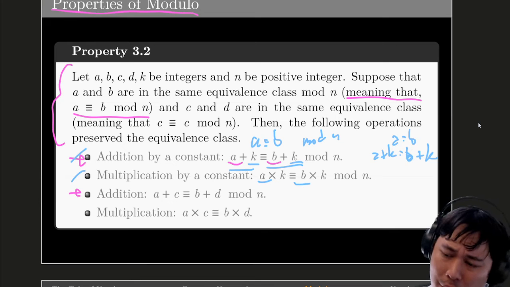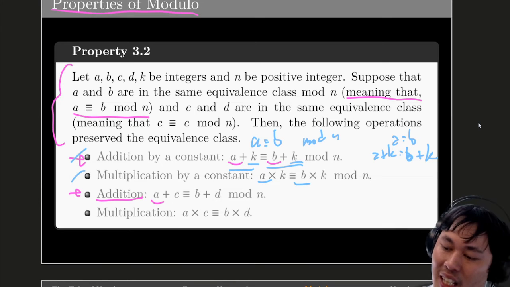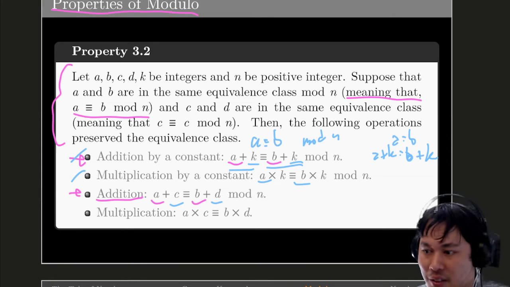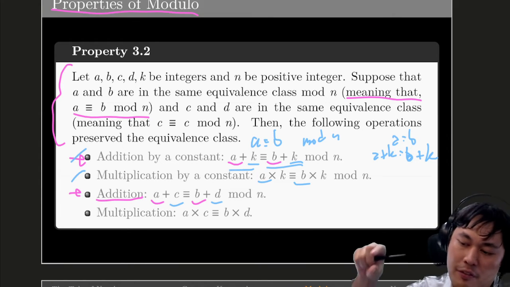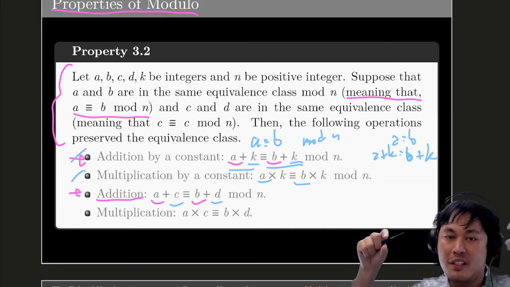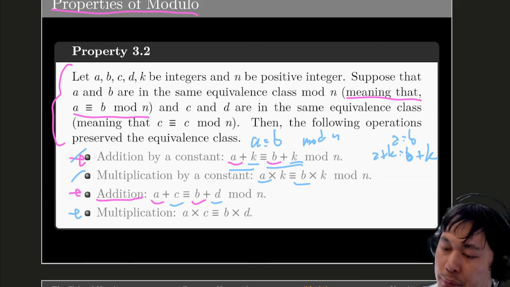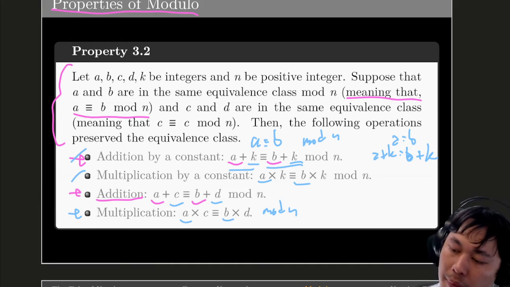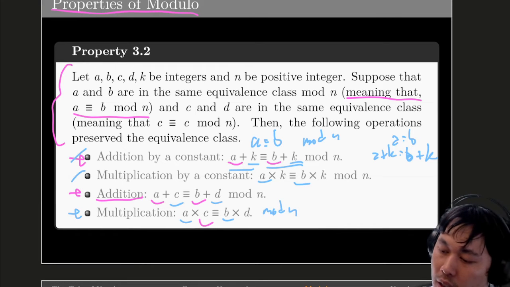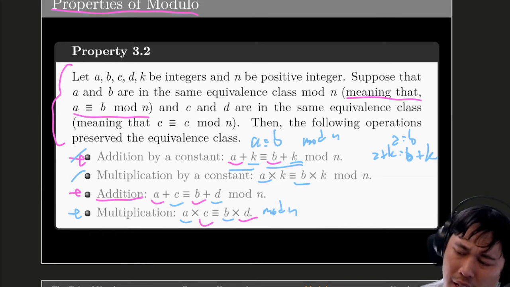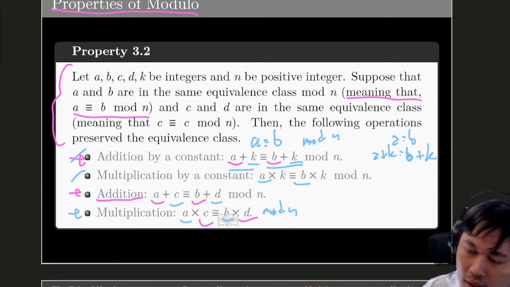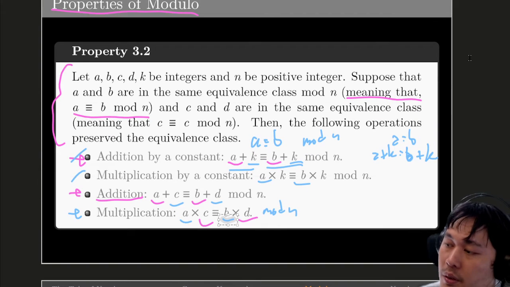Then we also have an addition, but here we add two different pairs of numbers. You have a pair A, B, they are the same. We have a pair C, D, they are the same. If you add them up, they are still the same. And lastly, I'm missing the mod n. Again, if A and B are congruent, and C and D are congruent, then their products are also congruent.